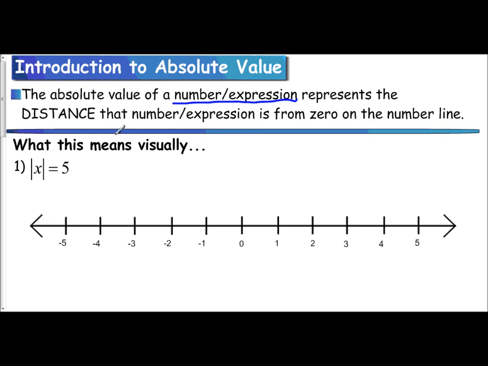So let's look at what it means visually to have the absolute value of x equal to 5. Well, that's where we come up with the idea that this means that x is located 5 units from 0. So our x is located 5 units from 0 on the number line. And so if we start at 0, you can go to the right 5 units, and so here's x. So we know x equals 5. But we can also go 5 units towards the left, towards negative 5. So here's x as well.